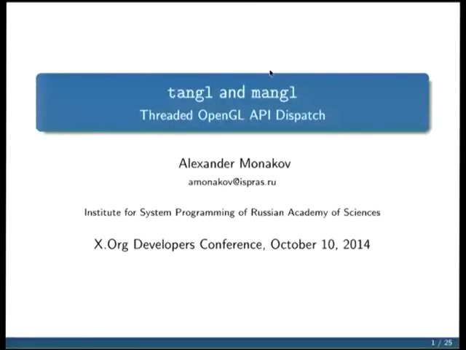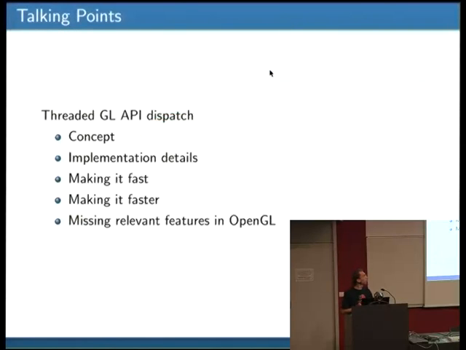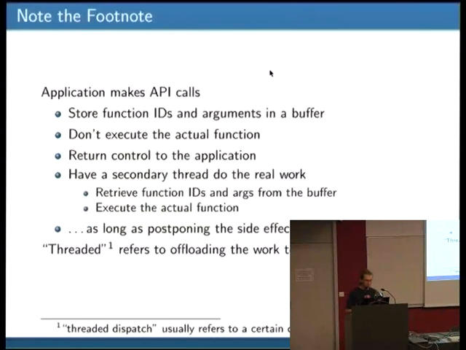So this is probably going to be the last talk of the conference. I'm going to present my projects that are called Tangle and Mangle, and I'm going to explain how I'm doing threaded OpenGL dispatch. So the plan of the talk is to explain the overall concept, show some implementation details, show how I'm trying to make it fast, and then even some more, and touch upon some features that look like they should be in OpenGL, but surprisingly are not.